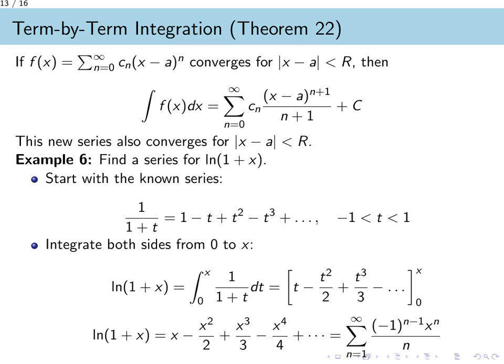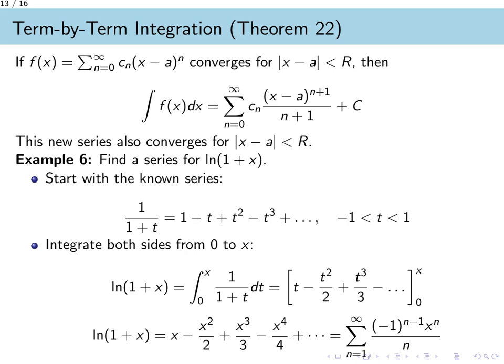So, we start with the familiar geometric series for 1 over 1 plus t. Then, we integrate this entire series from 0 to x. The integral of the first term, 1, is t. The integral of the second term, negative t, is negative t squared over 2, and so on. Evaluating this result at x gives the final power series shown here for the natural log of 1 plus x.